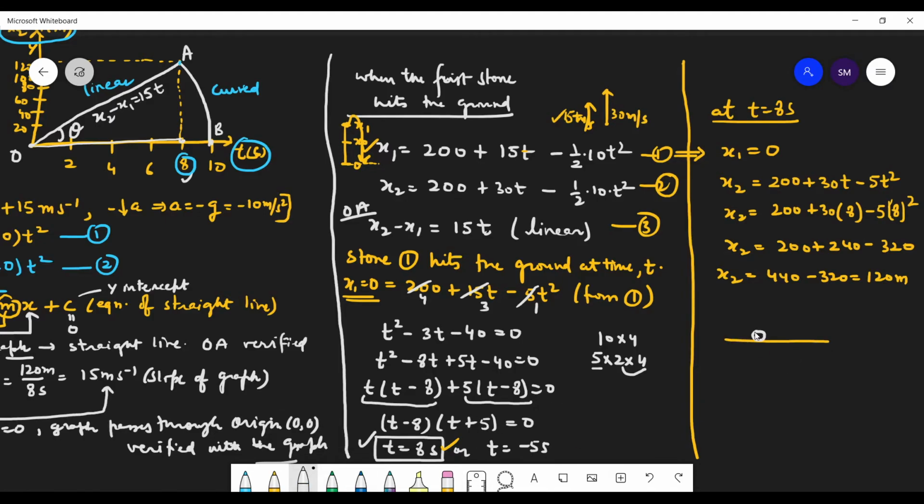Your stone 1, this is the first stone, is on the ground, whereas the second stone is still in the air and it is at a distance of 120, so at a height of 120 meters. Is this clear to everyone? At time 8 seconds, what's the position of the stones? Yes. x is equal to 0, your origin.